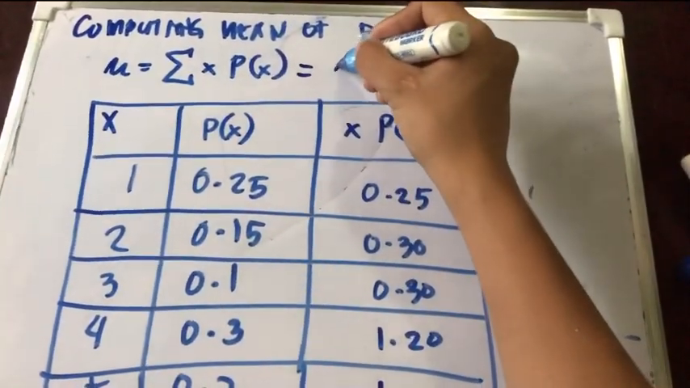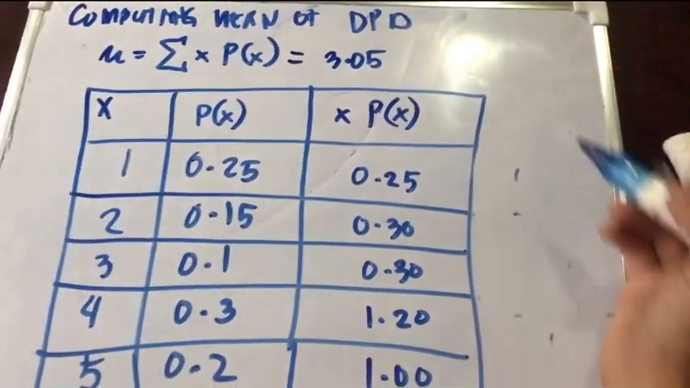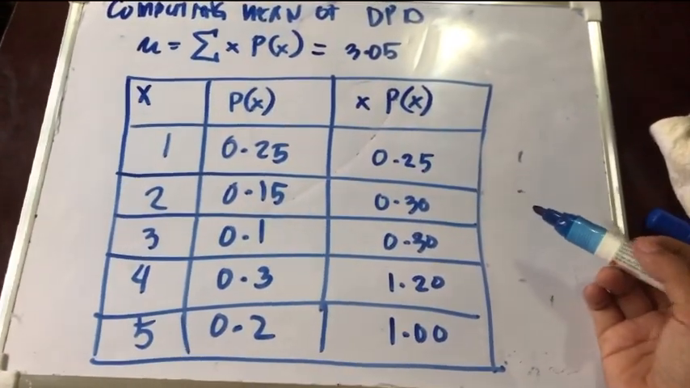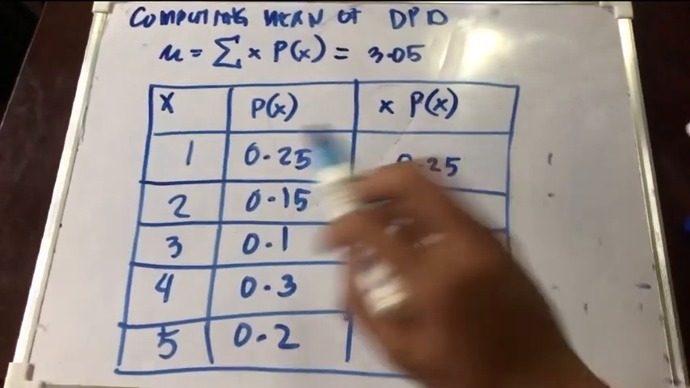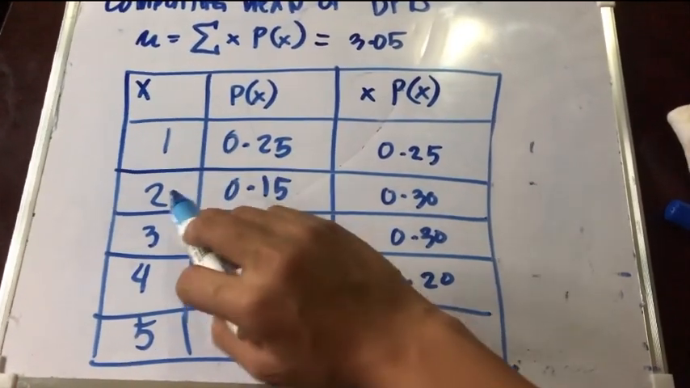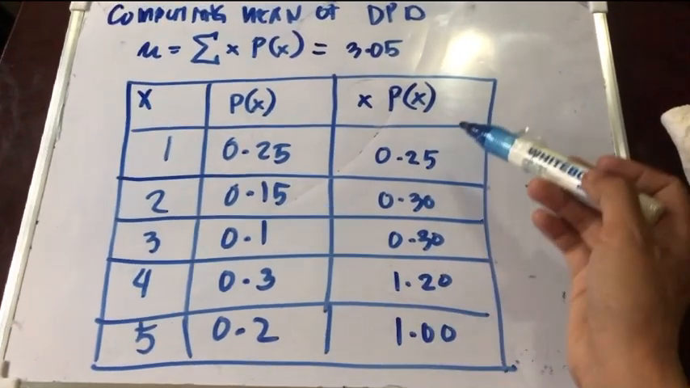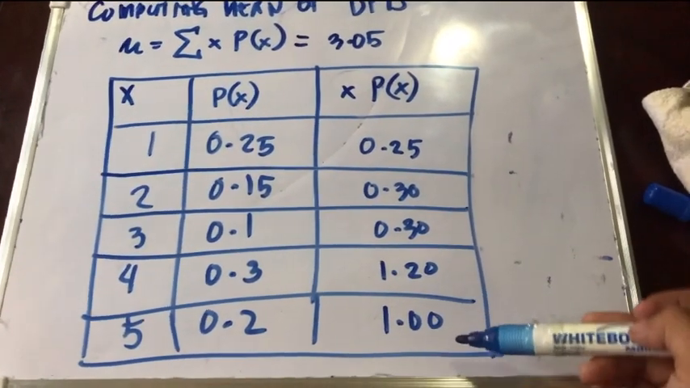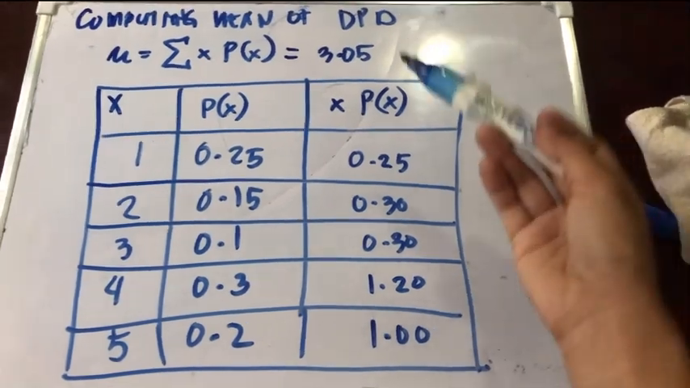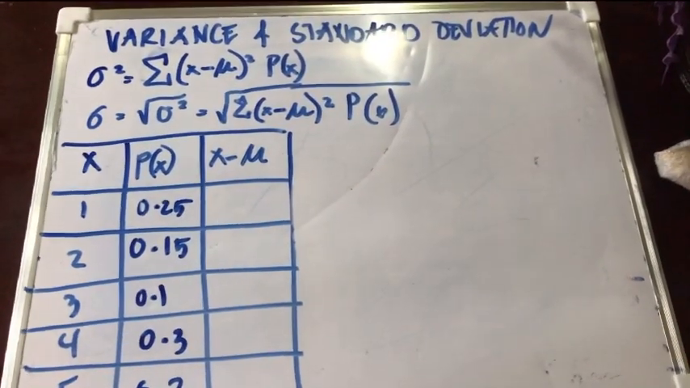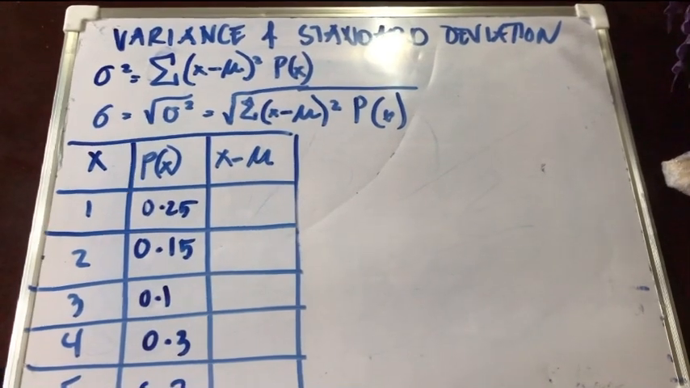The answer is 3.05. So that is the mean. In getting the mean, you only have to multiply the random variables to its corresponding probability, and then you add the products. That result would be the mean. Okay, so we move on to the variance and standard deviation.